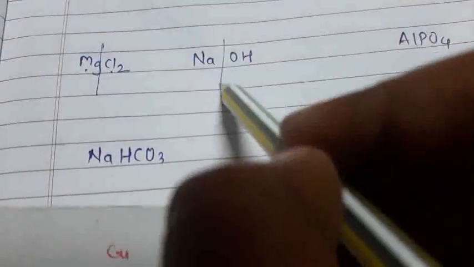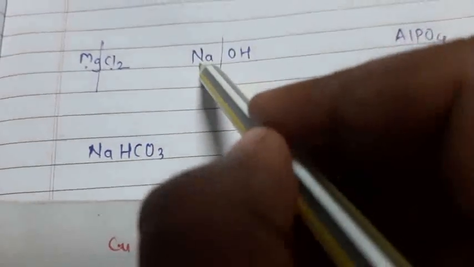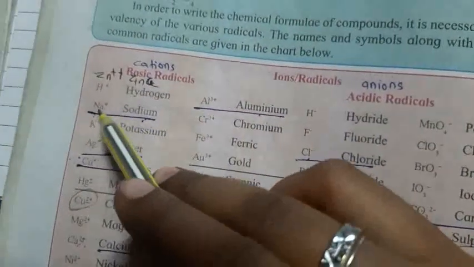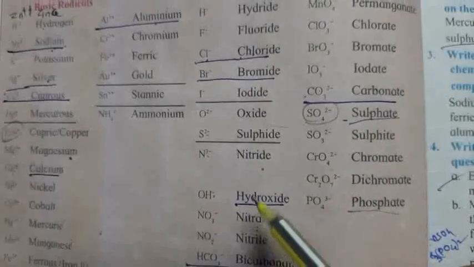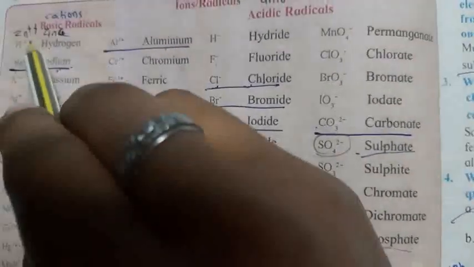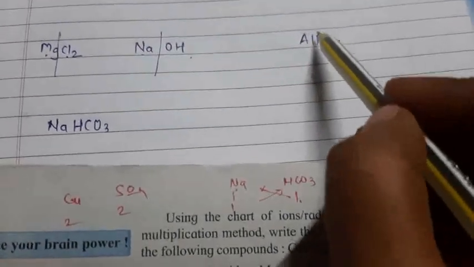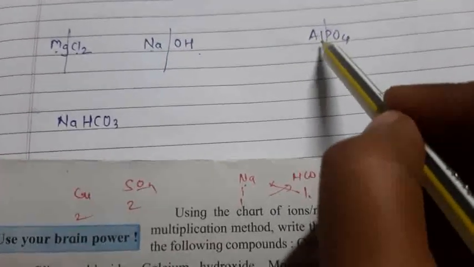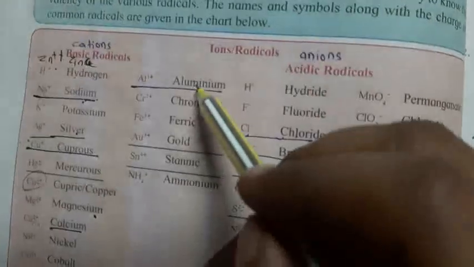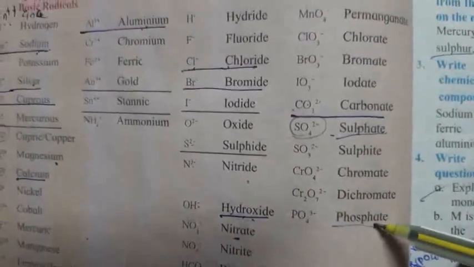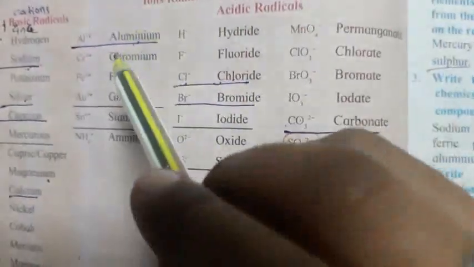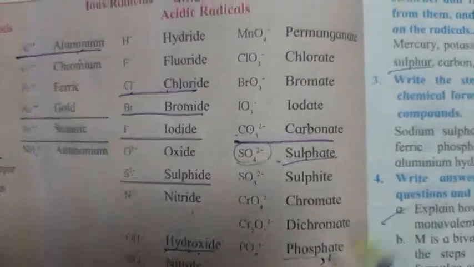Next compound is NaOH. Divided into two parts again. First one is Na, second is OH. Na is read as sodium and OH is read as hydroxide. So name will be sodium hydroxide. Next is AlPO4. This is first part. Second part, Al means aluminium and PO4 is phosphate. So name will be aluminium phosphate.